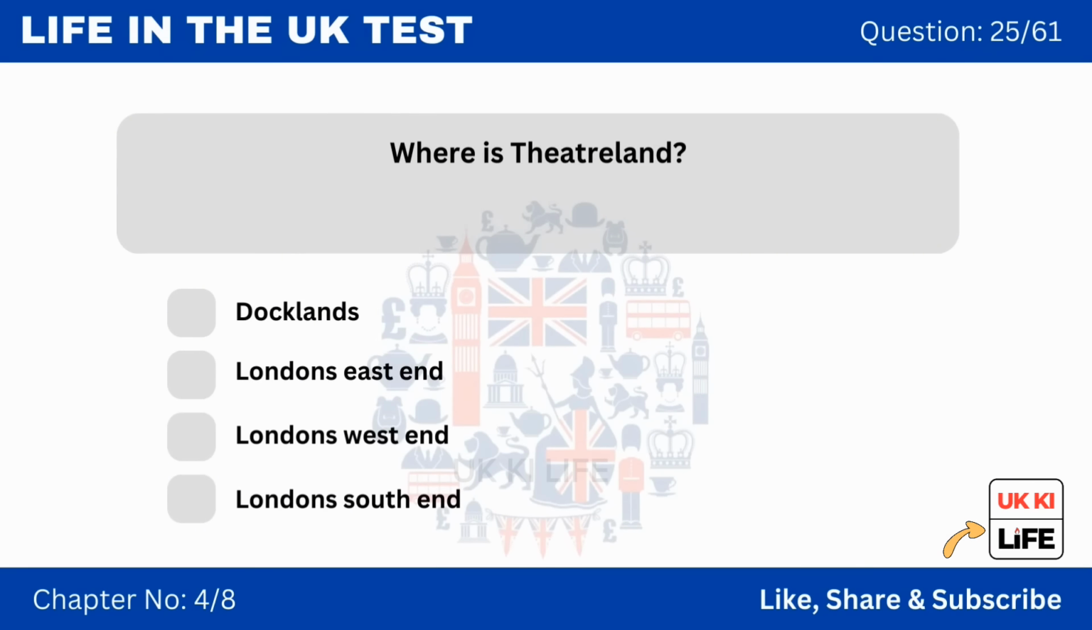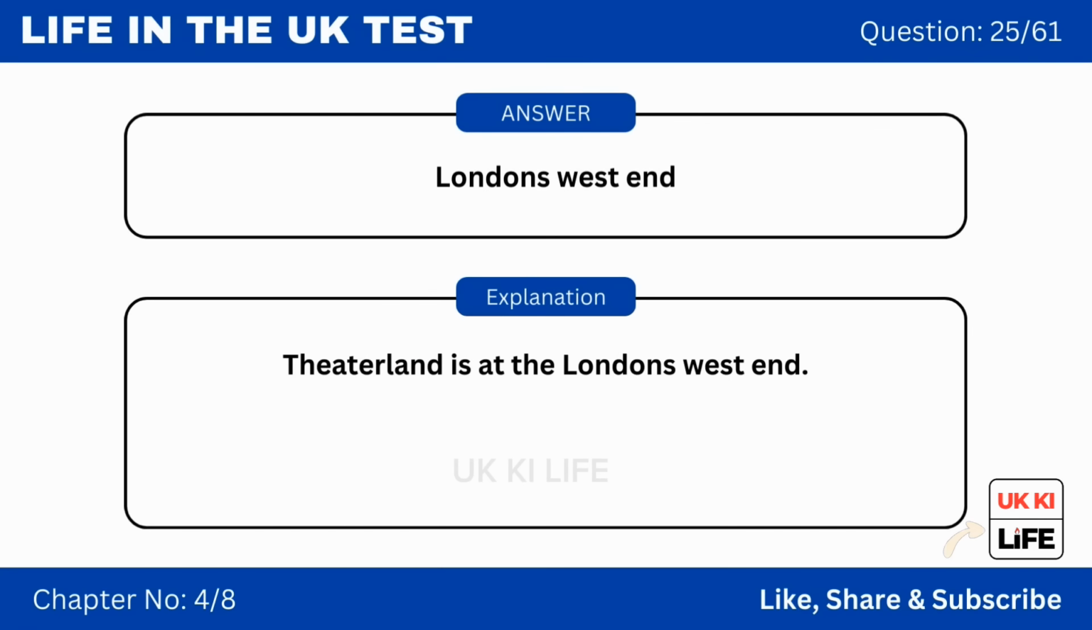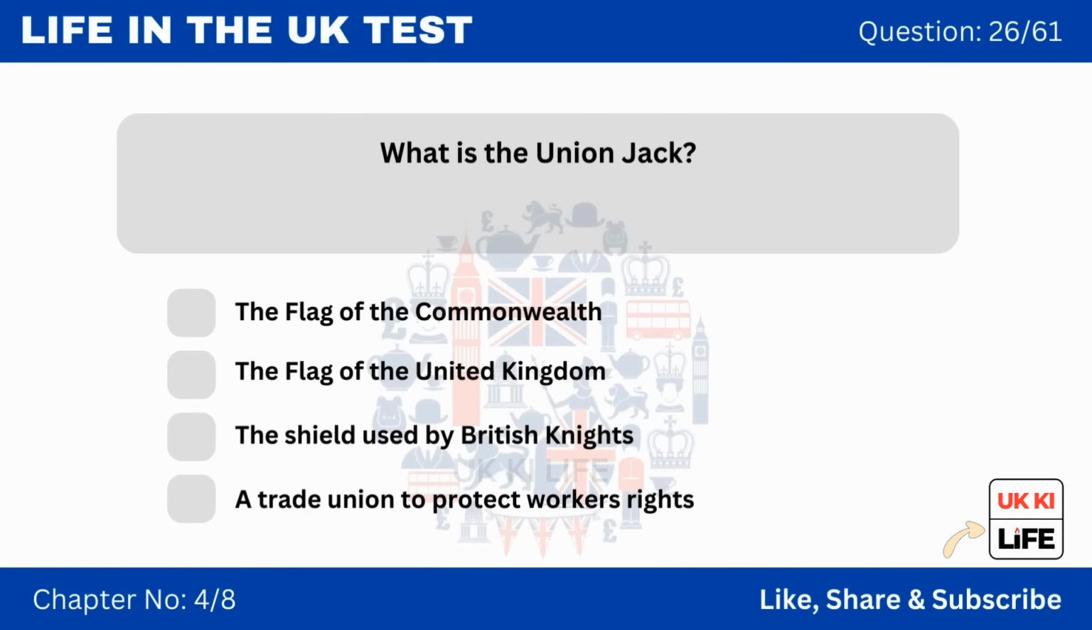The correct option is C. Explanation. Theatreland is at London's West End. Question 26. What is the Union Jack? The flag of the Commonwealth, the flag of the United Kingdom, the shield used by British knights, a trade union to protect workers' rights.